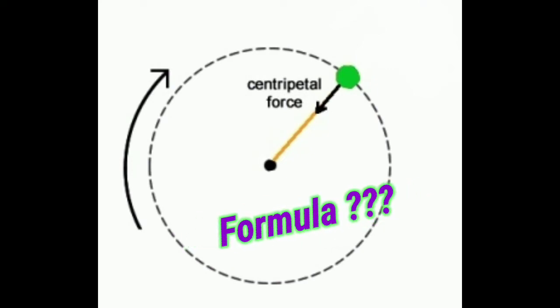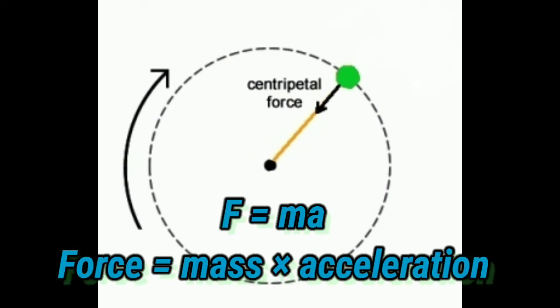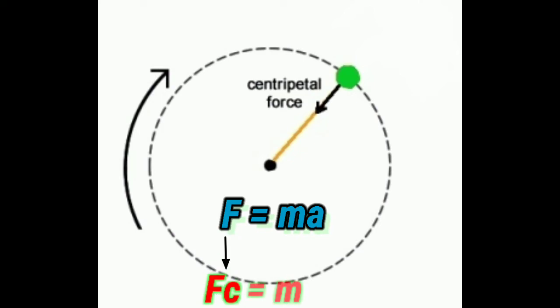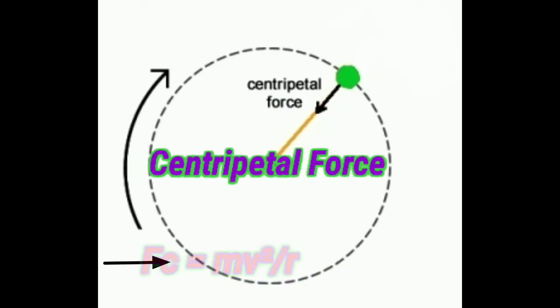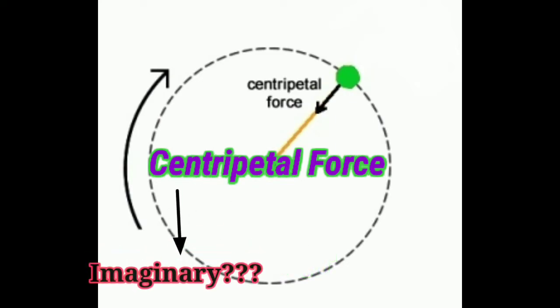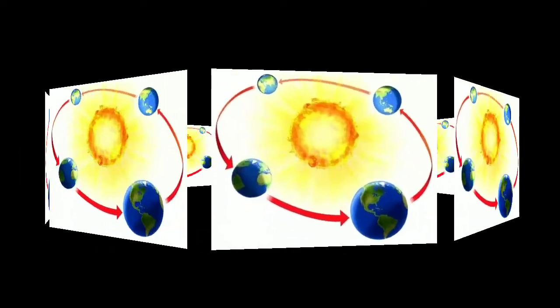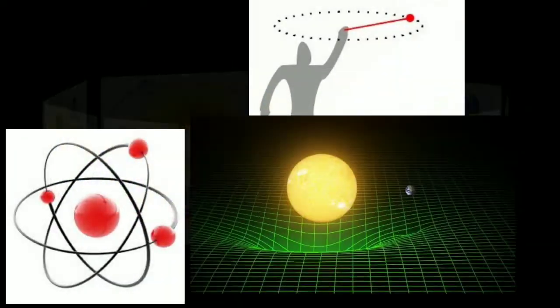Now, what is the formula of the centripetal force? It's simple. We know the formula of force from Newton's second law, which is F equals ma. We can replace the force F with the centripetal force Fc and the acceleration with the centripetal acceleration, and just replace this with either v squared by r or r multiplied by omega squared. Then the formula of the centripetal force becomes Fc equals mv squared divided by r. Now, is it an imaginary force? No, it's a real force. See, in the examples I mentioned earlier, in all those examples there is a real physical force acting on them.